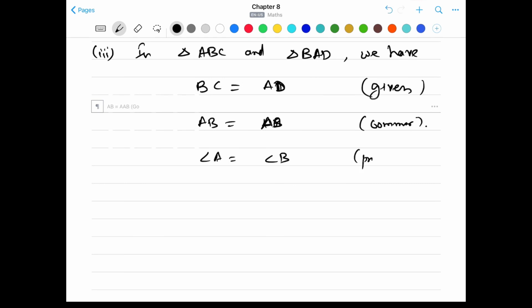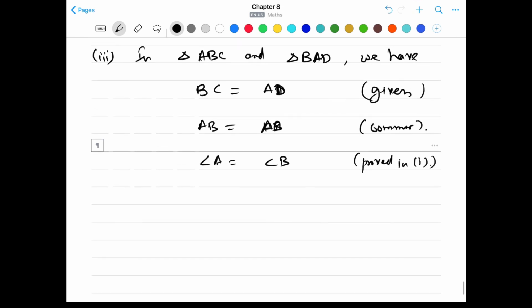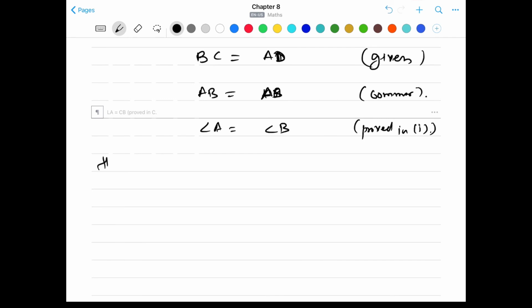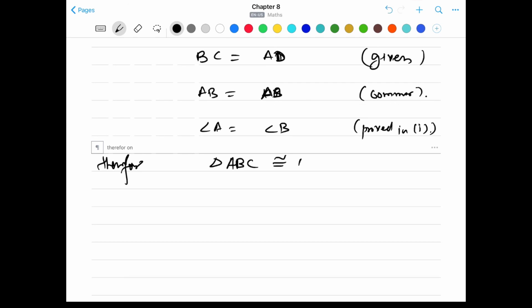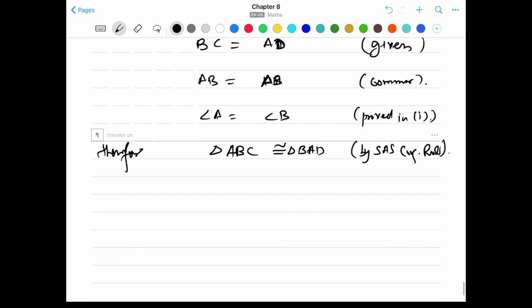So we have proved that in part 1. Okay, so we got side, angle, side. So by SAS criteria, these two triangles will be congruent. Therefore triangle ABC is congruent to triangle BAD, and that too by the SAS congruence rule. Okay, so we got two triangles congruent.